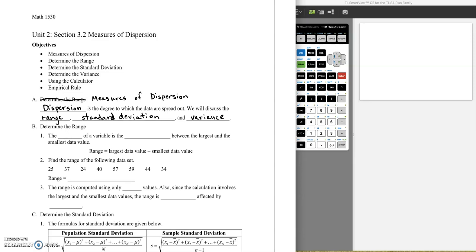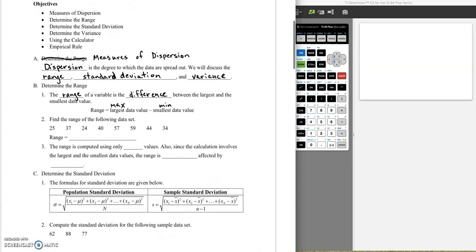So the range is the easiest one to find because the range is just the difference between the largest and smallest data values. So we just take the largest data value, or the max, and subtract the smallest data value, or the min.